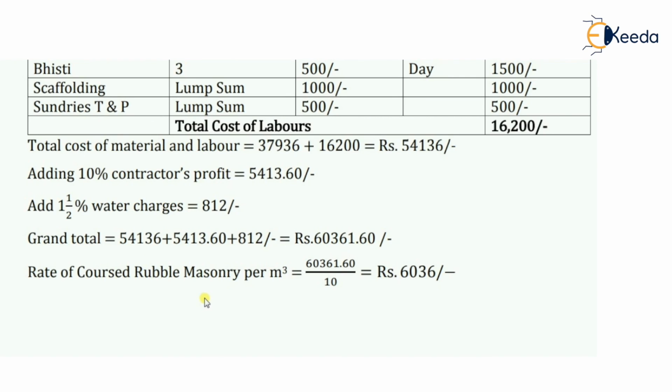So this was the video about a numerical on rate analysis for coarse rubble masonry in cement mortar, and the proportion was 1:6. Thank you.